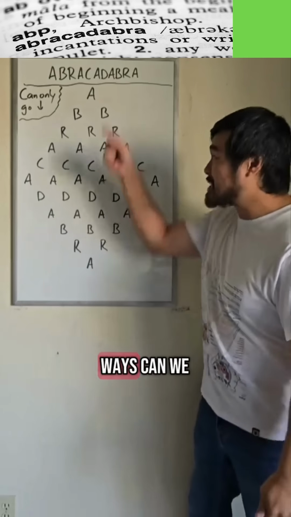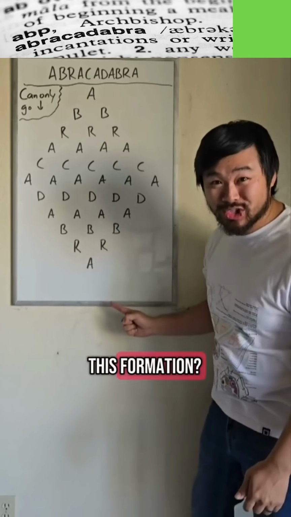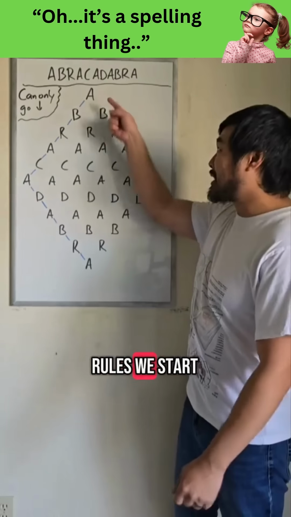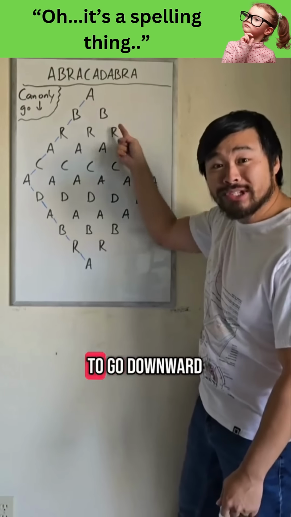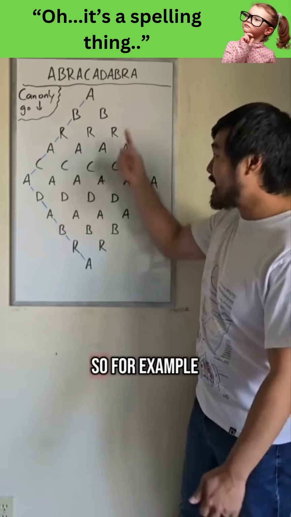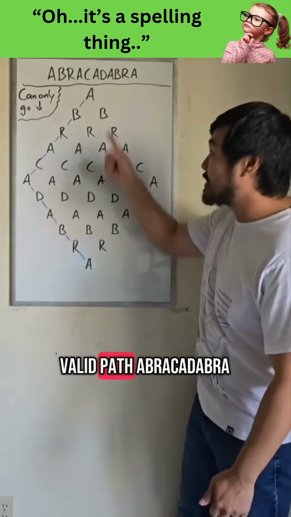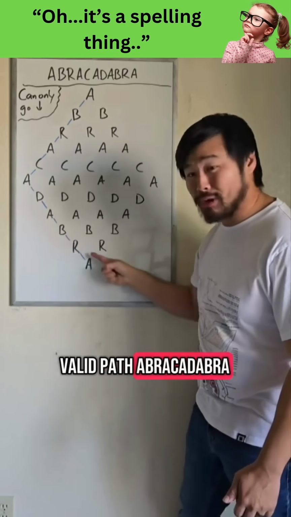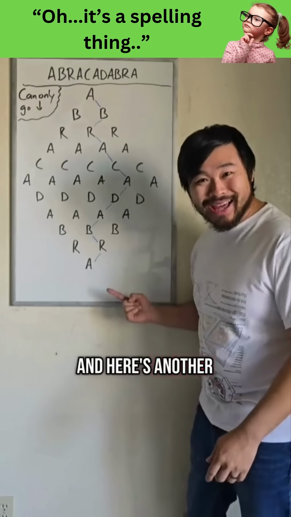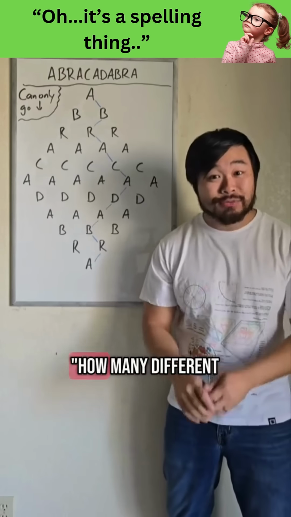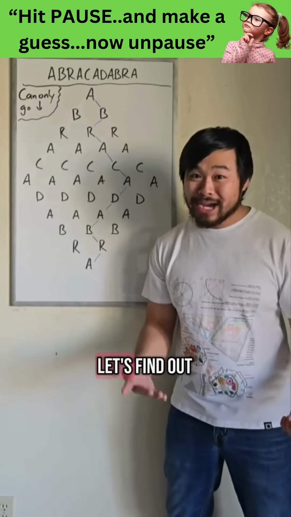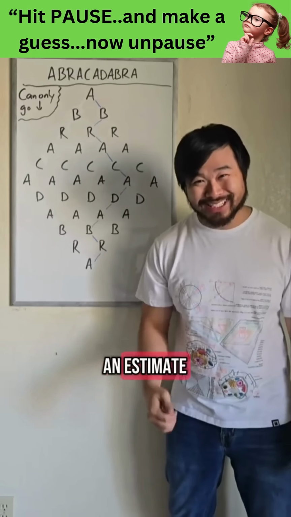How many different ways can we spell abracadabra in this formation? Here are the rules. We start at the A at the top, and we have to go downward every time. So for example, this is a valid path. Abracadabra. And here's another path. Now the question is, how many different paths are there? Let's find out, but first, make an estimate.